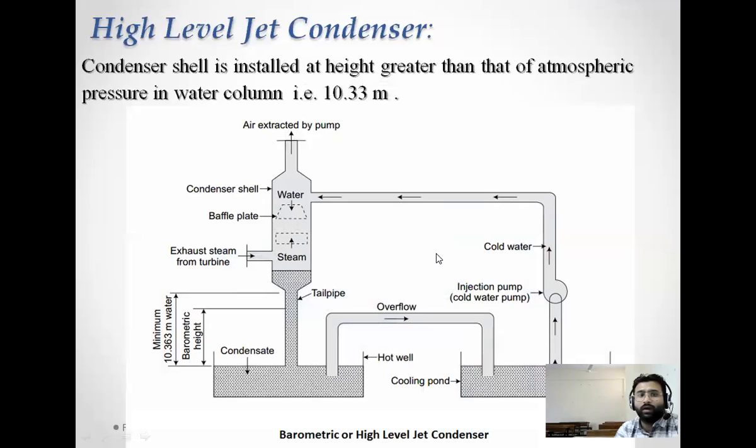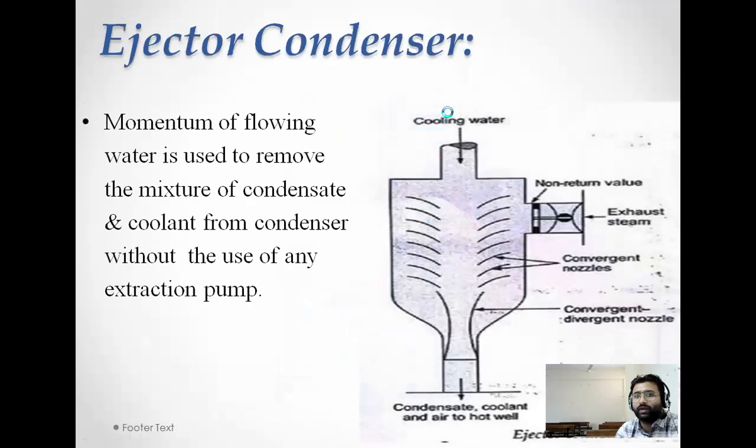Then we have the high level jet condenser. Whenever the level of the condenser is very high from the ground, in that case we go for a high level jet condenser. And last we saw the ejector condenser. In this case, steam is supplied and forced to flow in the central or axial direction. Mixing of cooling water and steam takes place in the axial way, and we get the condensate water at the bottom.